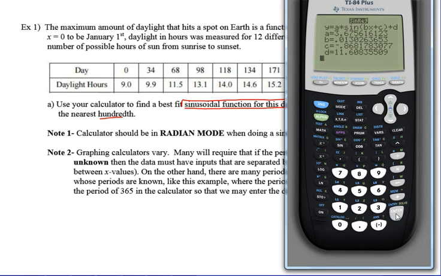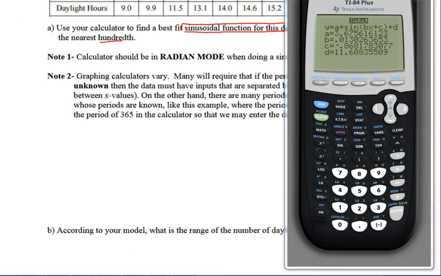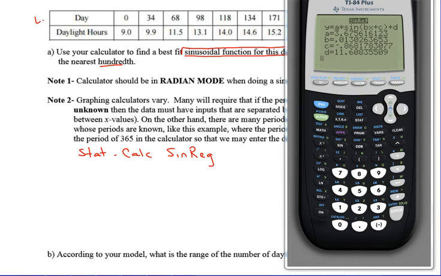And there you can see we have y equals a sine bx plus c plus d. That's our equation of the sine curve. And then we have an a, b, c, and d to fill in the values. So remember, it says round all the parameters to the nearest hundredth. So I have to show work. My work is going to be stat, calc, sinusoidal regression. I put the day in L1 and I put the daylight hours in L2.